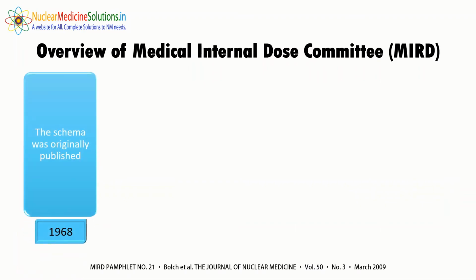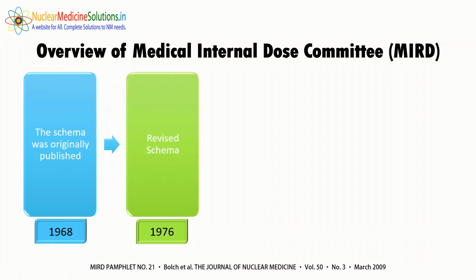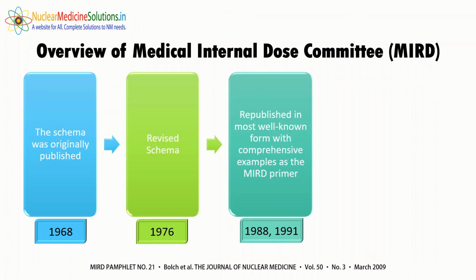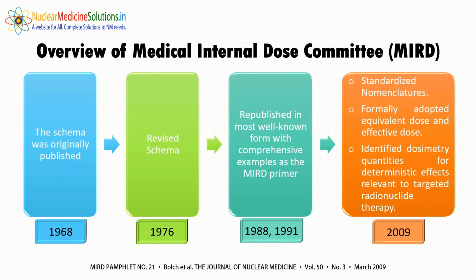The schema was originally published in 1968. It was revised in 1976. It was republished in most well-known form with comprehensive examples as MIRD primers in 1988 and again in 1991. In 2009, MIRD published another document which standardized nomenclatures, formally adopted equivalent dose and effective dose, identified dosimetry quantities for deterministic effects relevant to targeted radionuclide therapies.